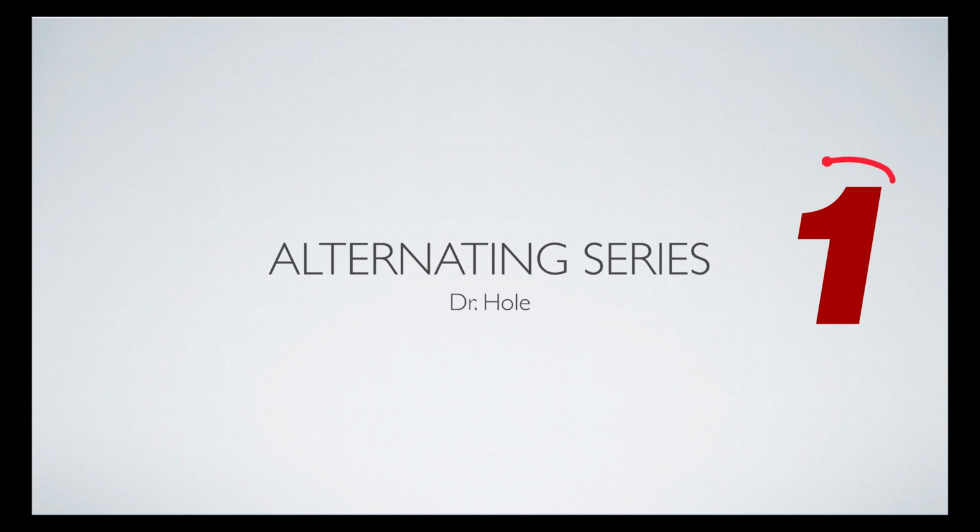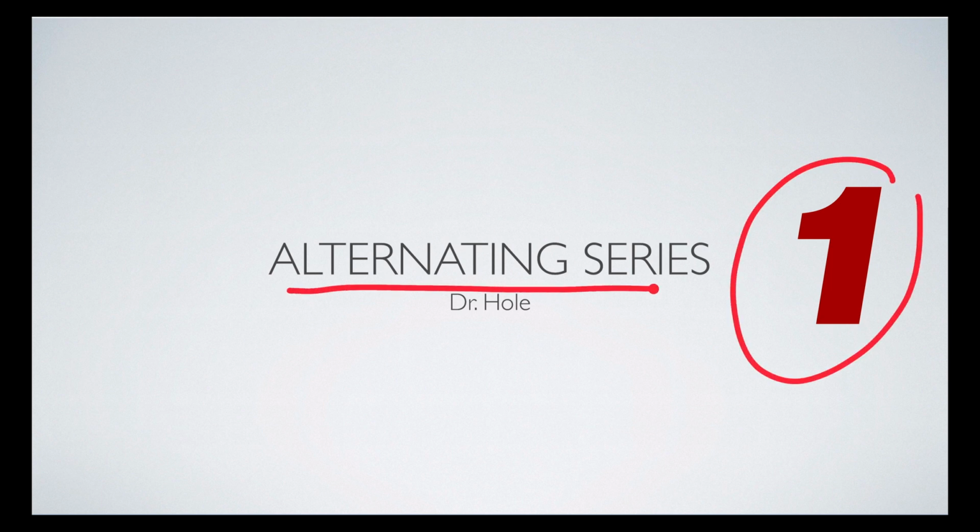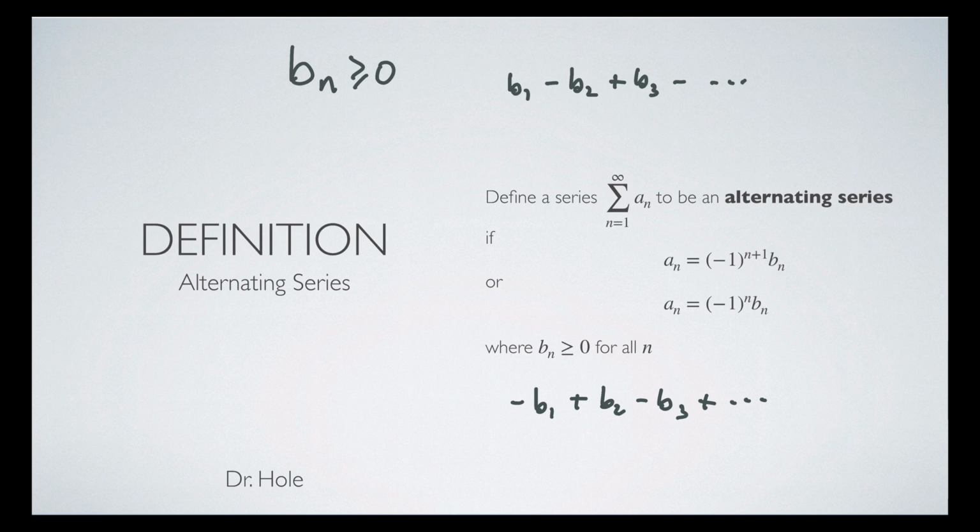Alternating series, video 1. I'm going to start with a definition, what an alternating series is. We say that a series is alternating if the terms of the sequence can either be written out in this form or this form. We're making an assumption that the bn's are going to be non-negative, with coefficient (-1)^(n+1).